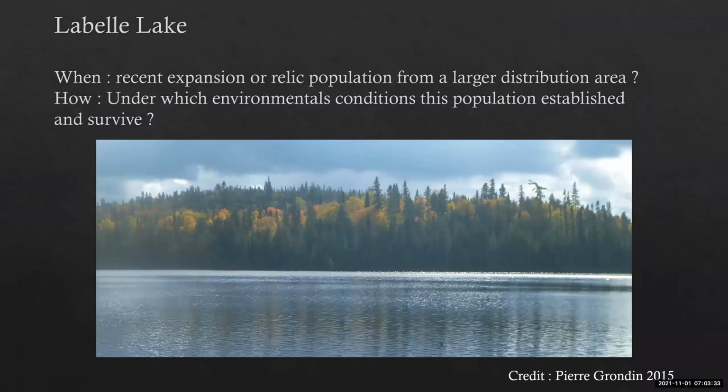So the main question is, when were these sugar maple stands established? Because we don't really know if a marginal population is the result of a recent expansion or a relic population, where the shrinkage of a larger population during the Holocene gave us these sugar maple stands. And we do not know how this population survived or established this far north.